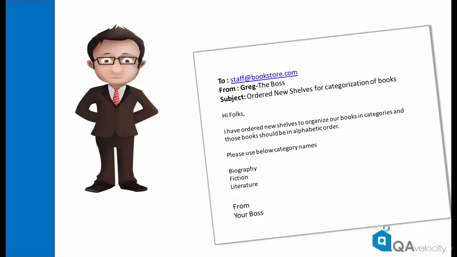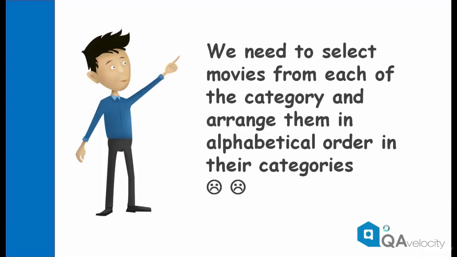So to resolve this issue, Greg ordered new bookshelves to organize books in categories, and all the books need to be in alphabetic order. So he wrote a mail: Folks, I have ordered new shelves to organize our books in categories, and these books should be in alphabetic order. So please use the below category names: biography, fiction, literature.